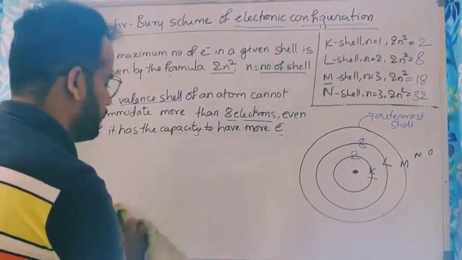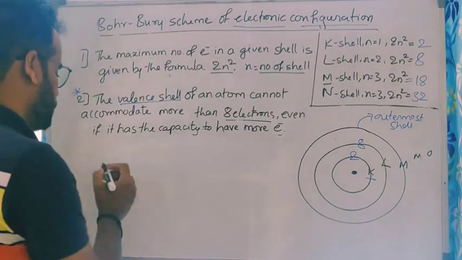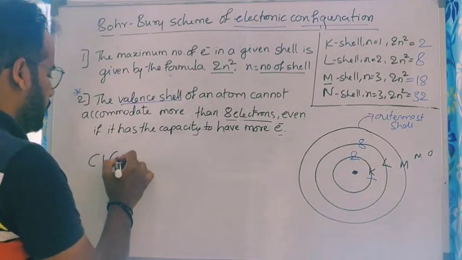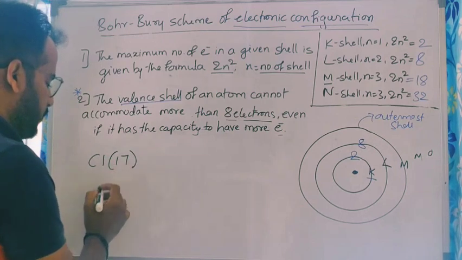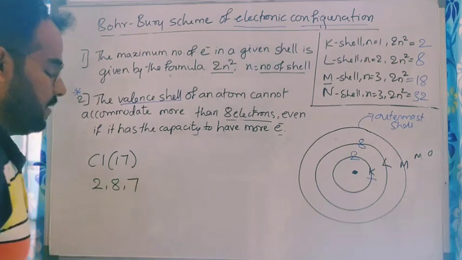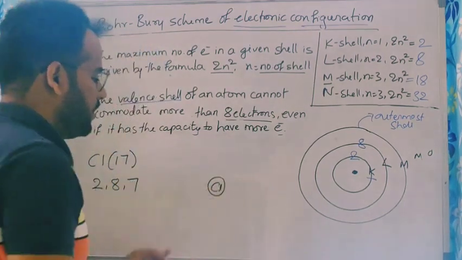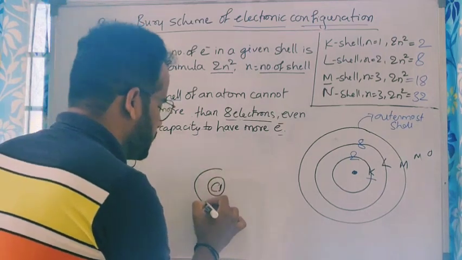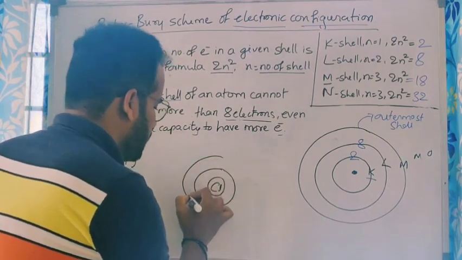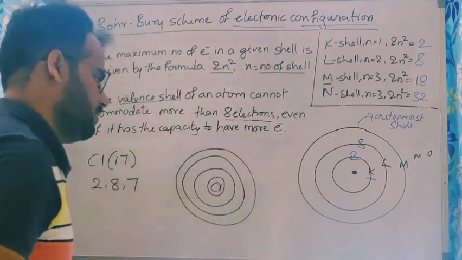Okay, so here one more point I just want to give you. Using this electronic configuration, you can also draw the orbit structure. Say for example chlorine, atomic number 17. If you write electronic configuration, 2, 8, 7. So assume that this is the nucleus of the chlorine atom. So this is the K shell, first shell, L shell, second shell, M shell, third shell.